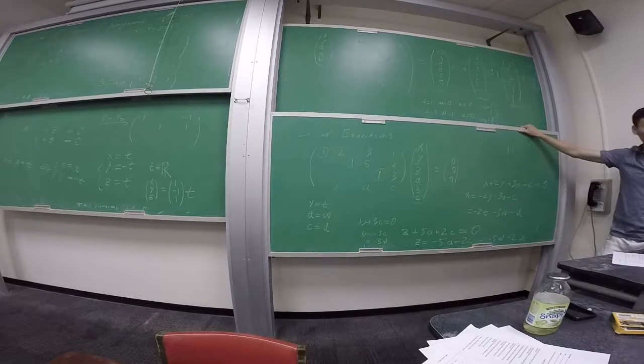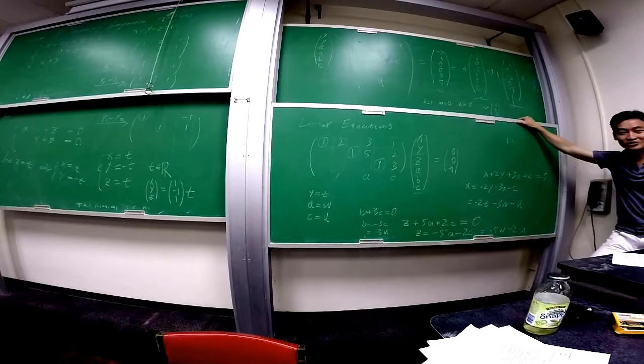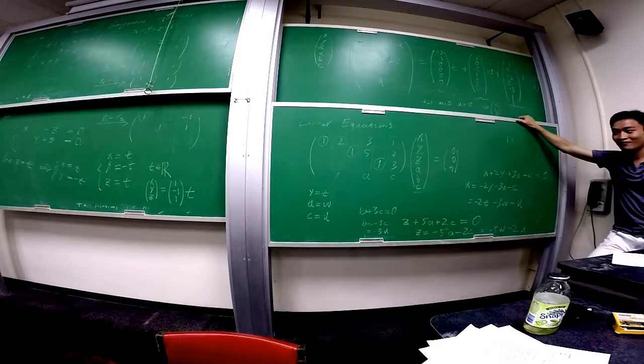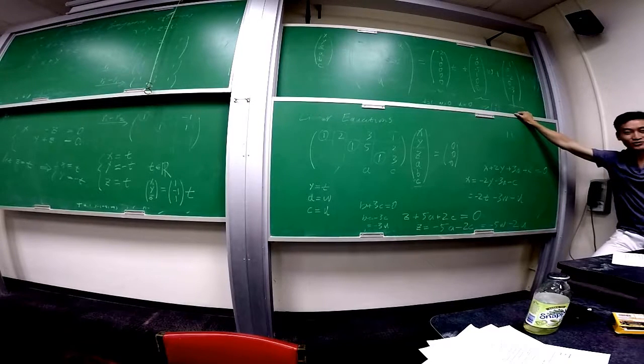Okay, now let's think about this question. When does a homogeneous linear equation have a unique solution? The zero solution. When is the zero solution unique? When you don't have free variables, right? In which case do you not have free variables?